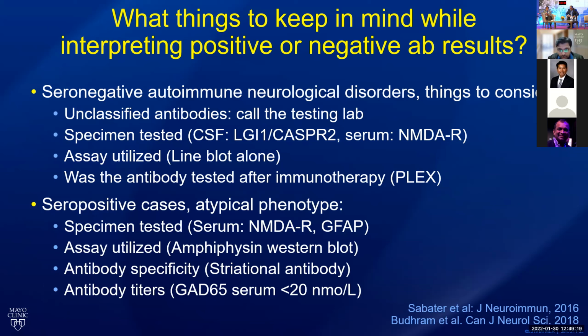Is the antibody any good? We have recognized that striational antibody does not have any specificity for neurological phenotype, hence it has been excluded from most of our panels. And then the titer of the antibody, which might be relevant for antibodies such as GAD65, which in low titers can be present in normal individuals as well.